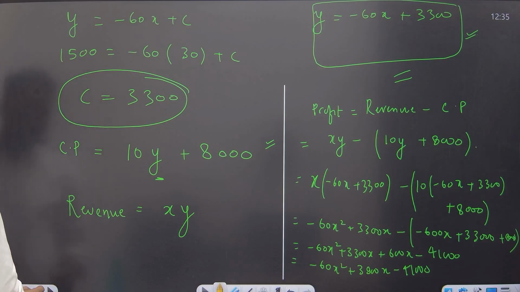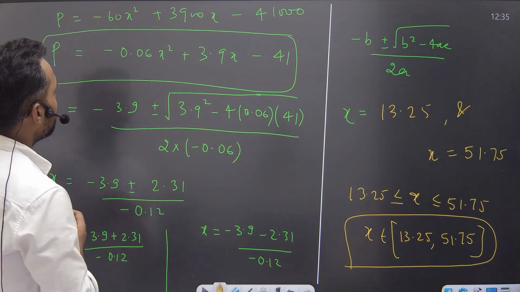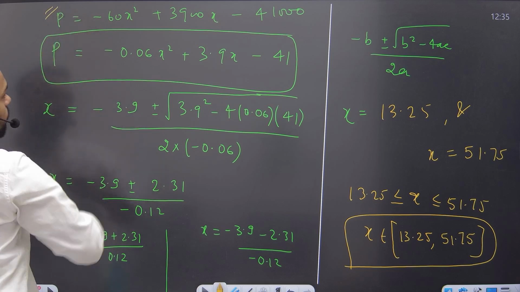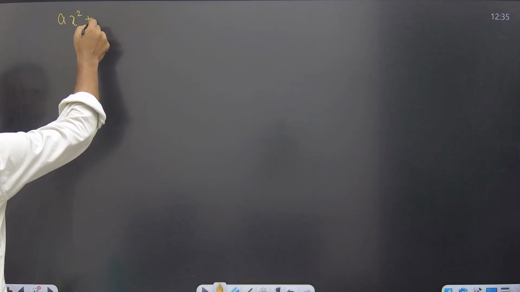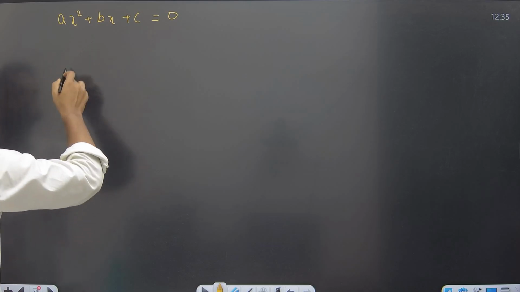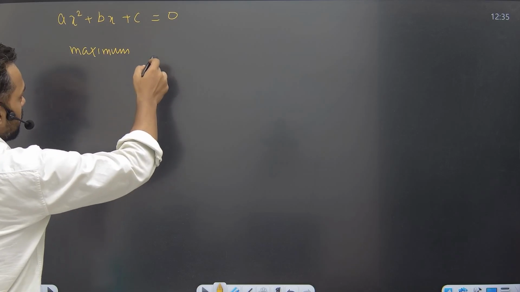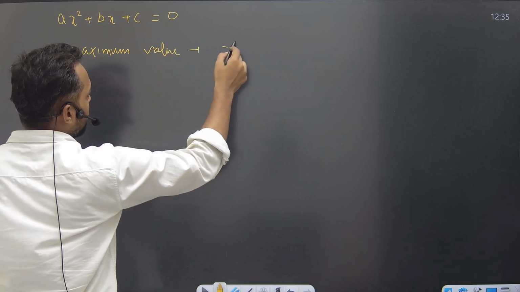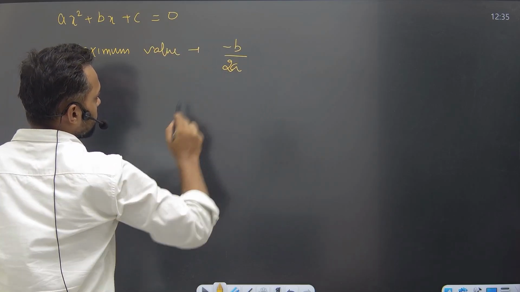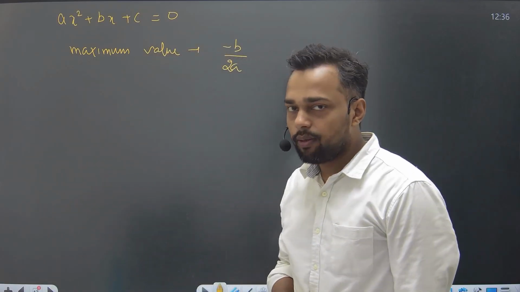That maximizes the profit. What was the equation, students? This was the equation. For maximizing the profit, we know that ax square plus bx plus c is a quadratic equation, so what will be the maximum value of this particular equation? The maximum value will be given by negative b by 2a, for any quadratic equation.